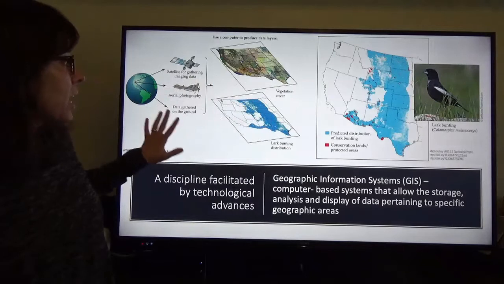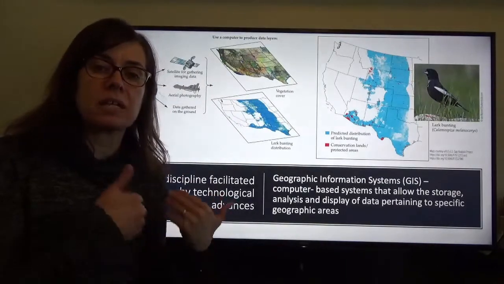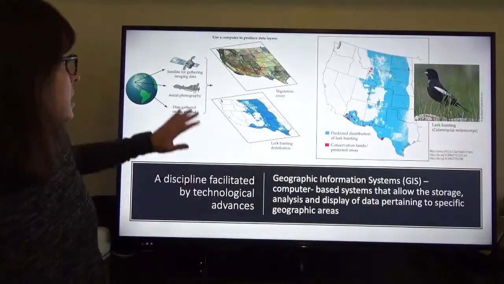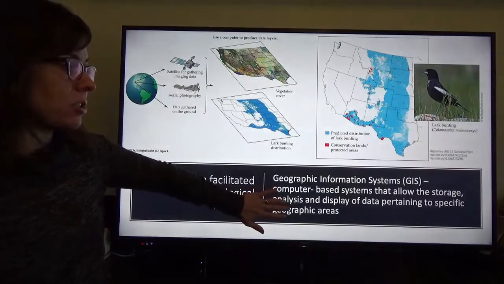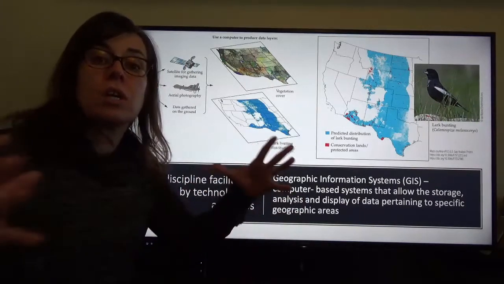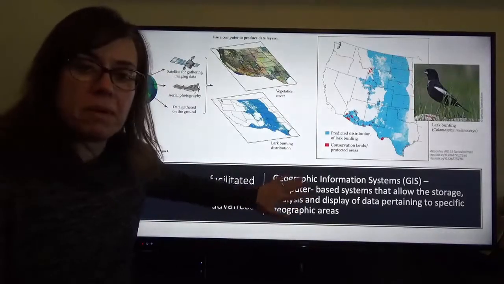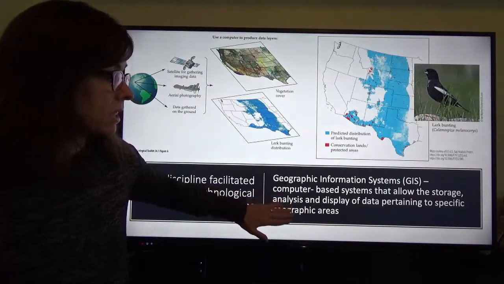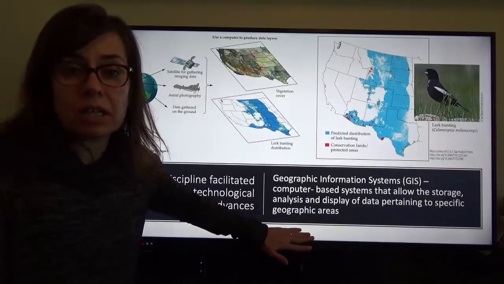But I just want to highlight that this discipline has really advanced in leaps and bounds thanks to technological advances over the last few decades. Specifically, the computing power to work with the data layers necessary to work at large scales. Many people have heard of GIS, or Geographic Information Systems, computer-based systems that allow the storage, analysis, and display of data pertaining to geographic areas, okay?